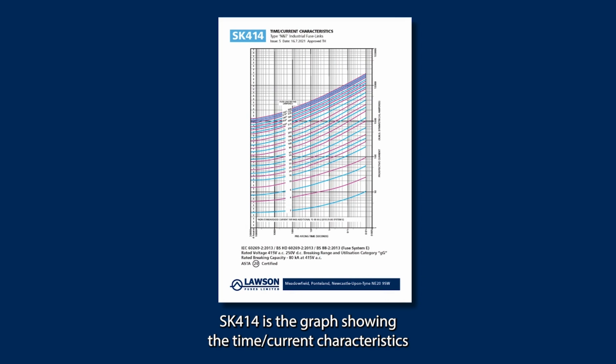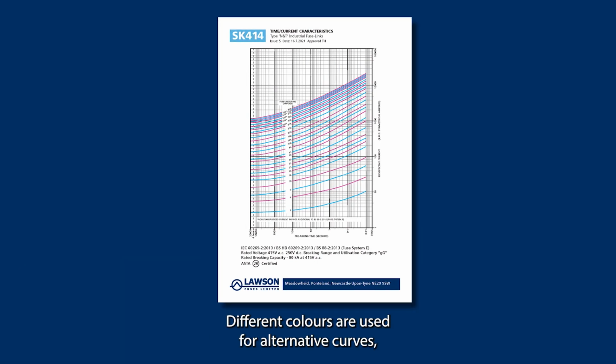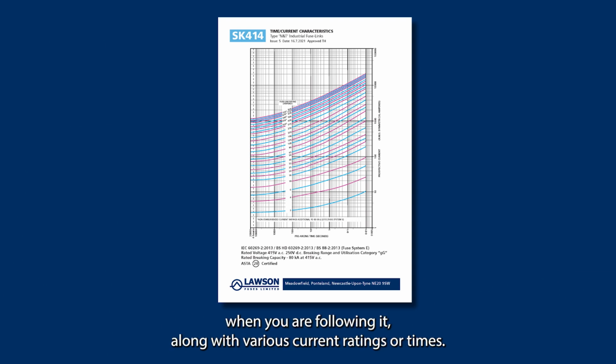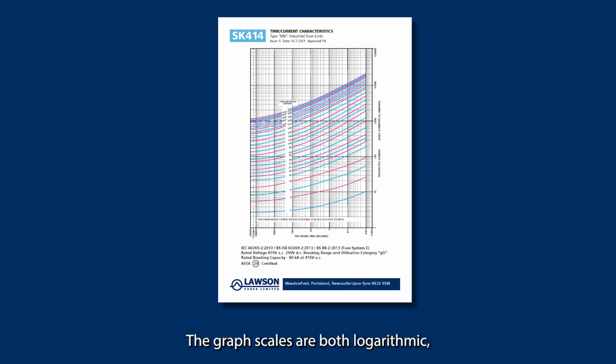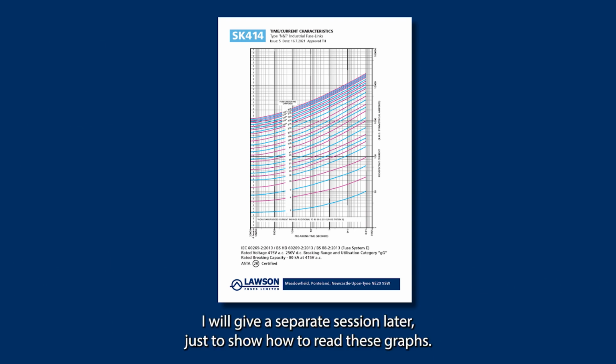SK414 is the graph showing the time current characteristics. Different colours are used for alternative curves, just to help read the correct curves when you are following it along the various current ratings or times. The graph scales are both logarithmic, so the full graph can be shown on a single page. I will give a separate session later just to show how to read these graphs.